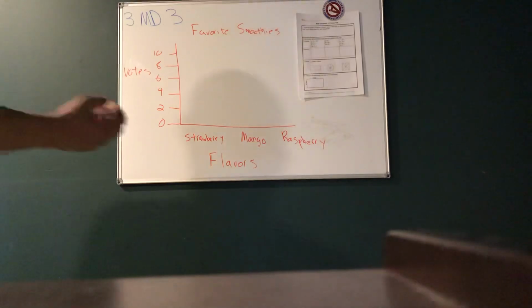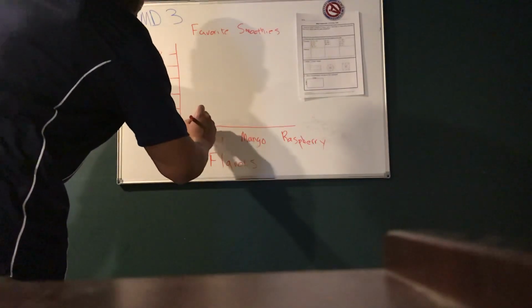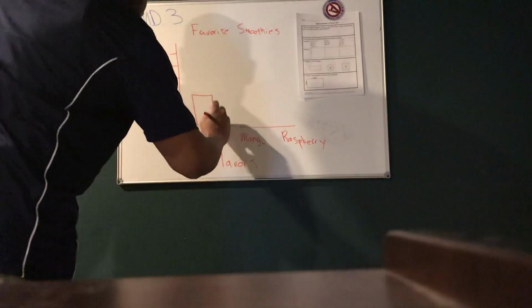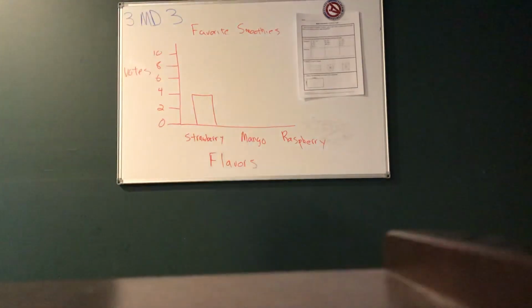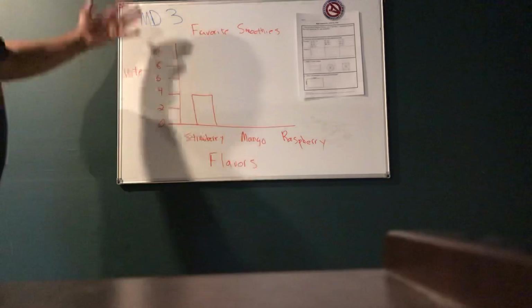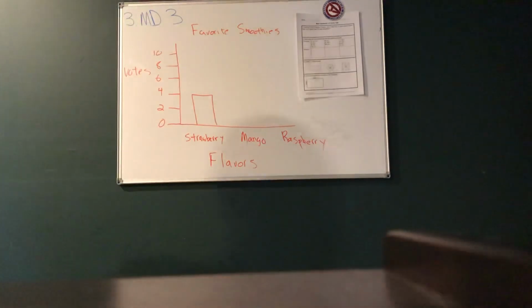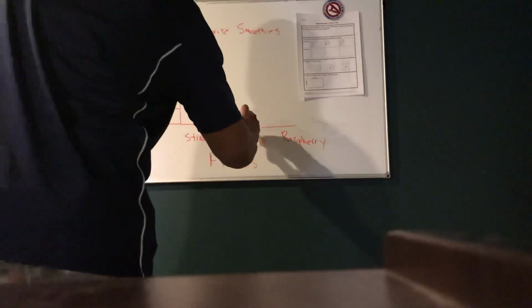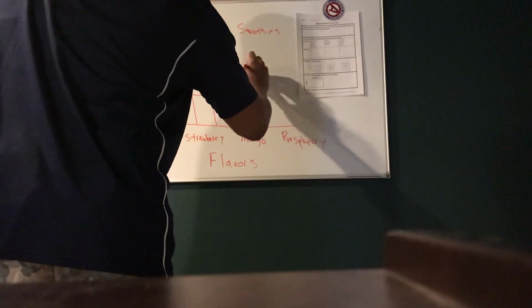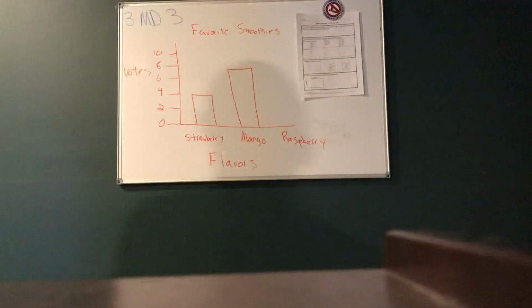Now the strawberry is easy. To draw 4 votes for strawberry, we just simply come up to the 4 and bring our bar graph back down. Now the mango is a little bit more difficult because it says 7. And when I look on my votes, I don't see a 7. So where would 7 be on our graph? 7 would be in the middle of 6 and 8. And then our raspberry being 8, we would just come up to the 8.